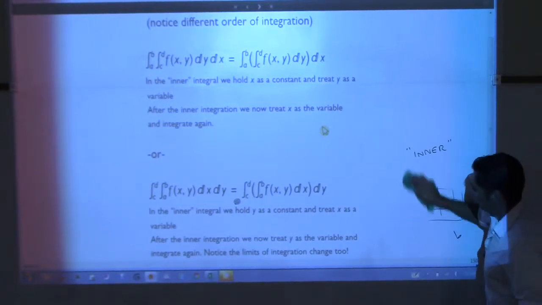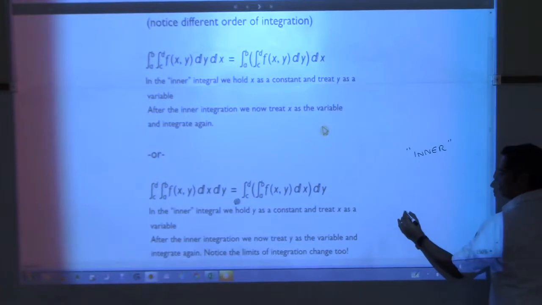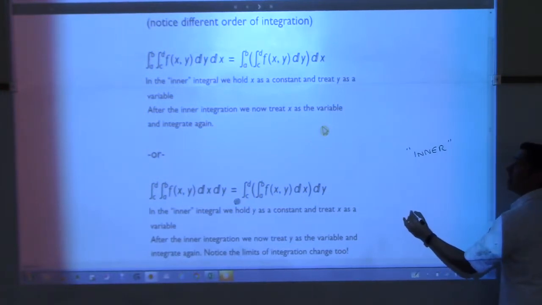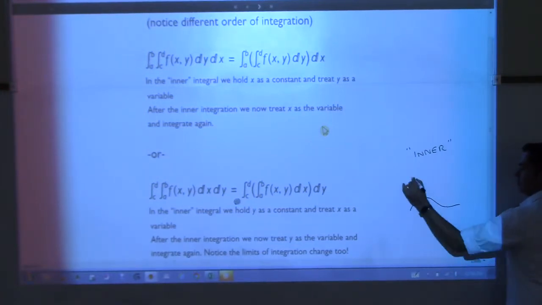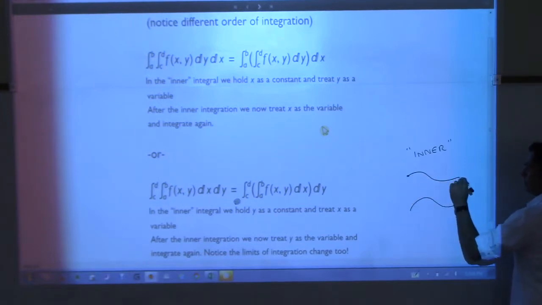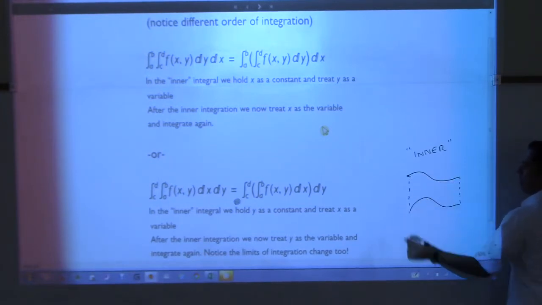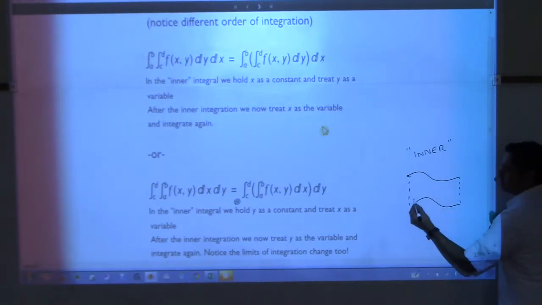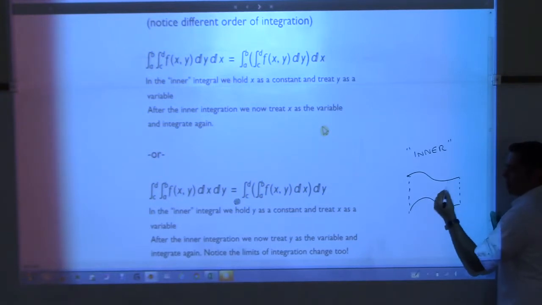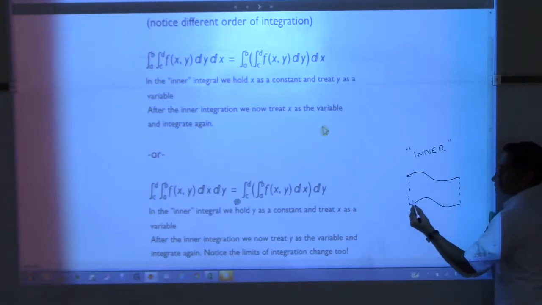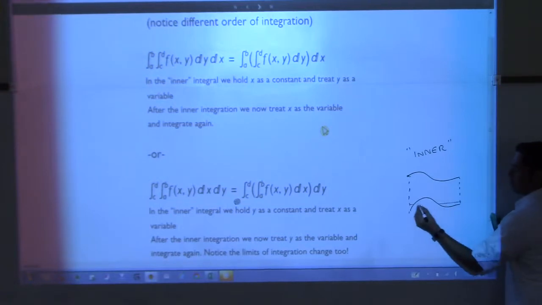However, if we switch it to something like this, where your domain on the ground looks like that instead, so that's your ground, that's the domain, it's not a rectangle, then you can't even do slices this way. Like if you try and do slices this way, and then slices this way.